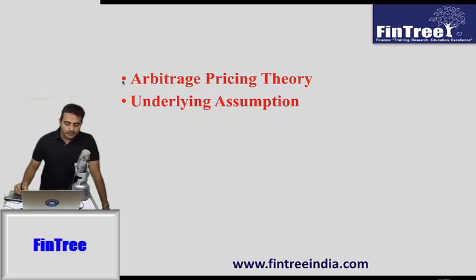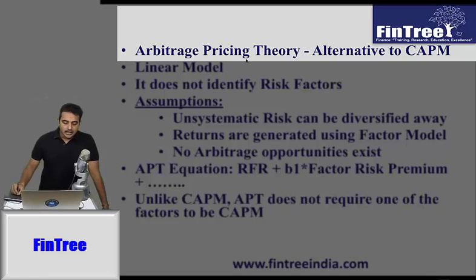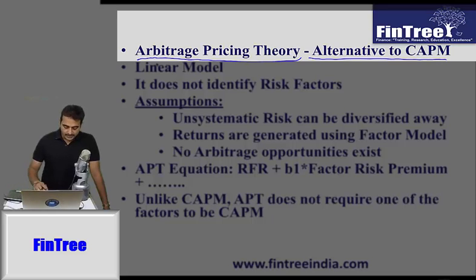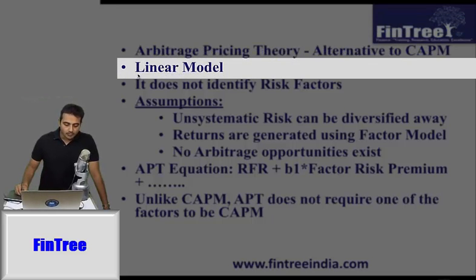So first, the learning outcome. The learning outcome is about arbitrage pricing theory and the underlying assumptions. So the first point of discussion is that arbitrage pricing theory is proposed as an alternative to CAPM. So instead of using CAPM, as an analyst you get more bandwidth to decide risk elements. Second, it says it is a linear model, which means there would be a linear relationship between the risk elements and the expected returns.